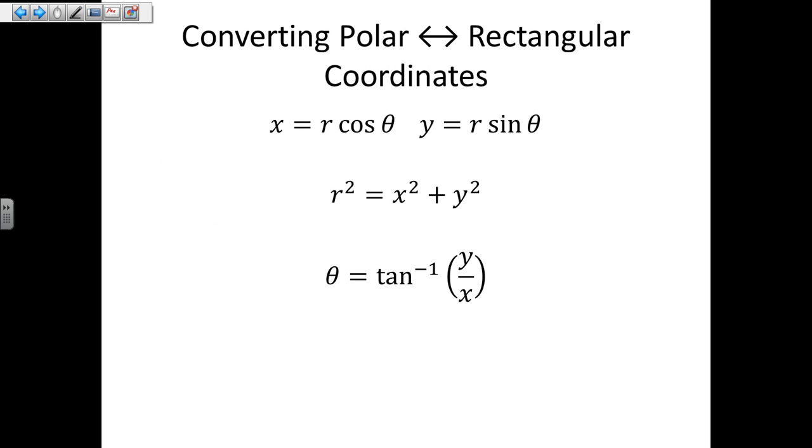You've seen these equations before. We use these equations to convert polar coordinates to rectangular and rectangular coordinates to polar. So you should break these down again, but realize this is how we're going to change our equations. These are the equations that are going to replace our cosines with x or y's, our sines with x or y's, and our r's with x or y's.